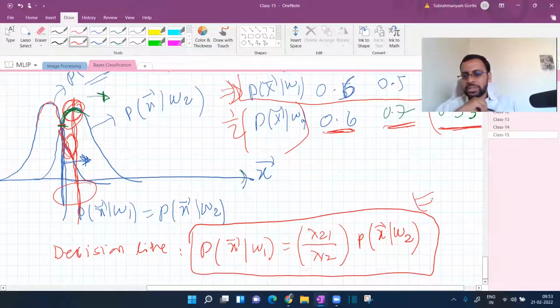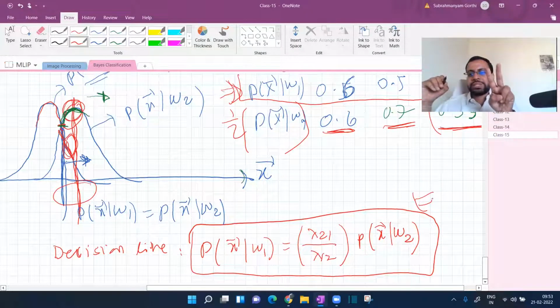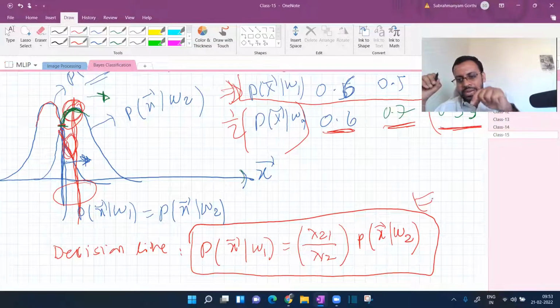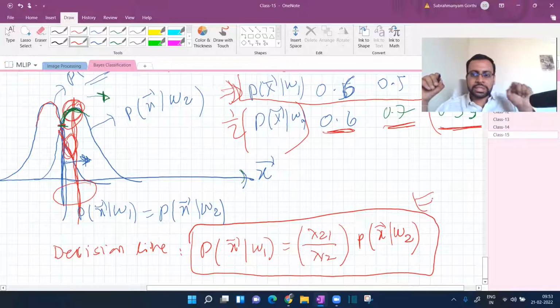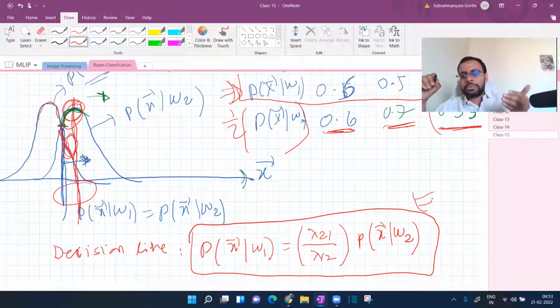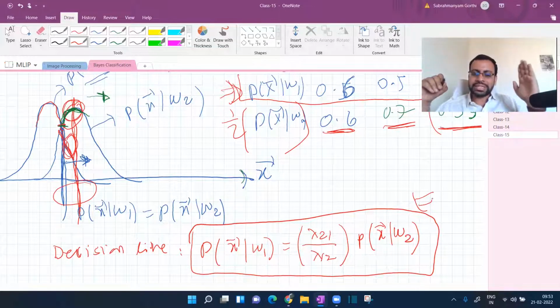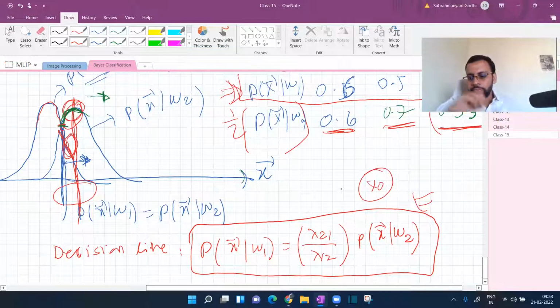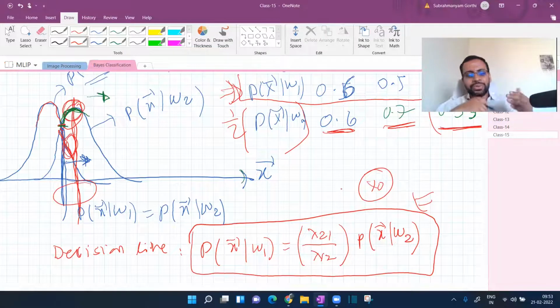Now suppose you consider the inverse. My second class is malignant tumor. My first class is a benign tumor. Then what would happen? My lambda 21 by lambda 12 will become positive. So then what would happen? This would move to the left. I could exactly tell now what is the x naught value. Are you guys clear?